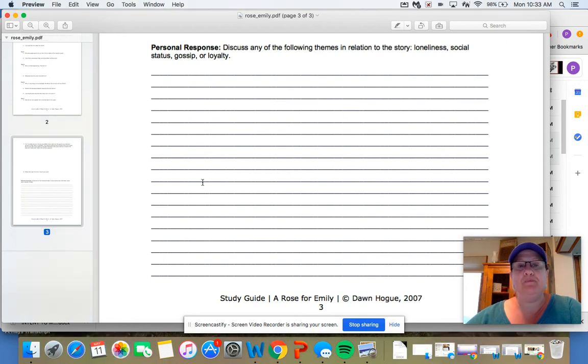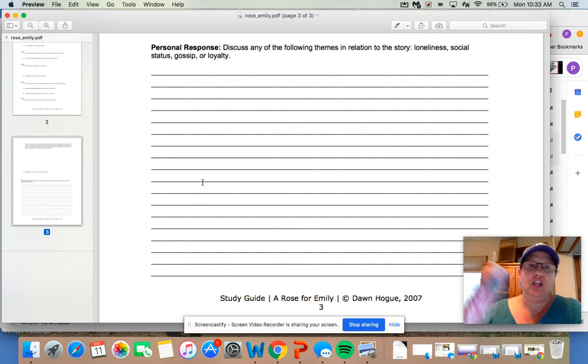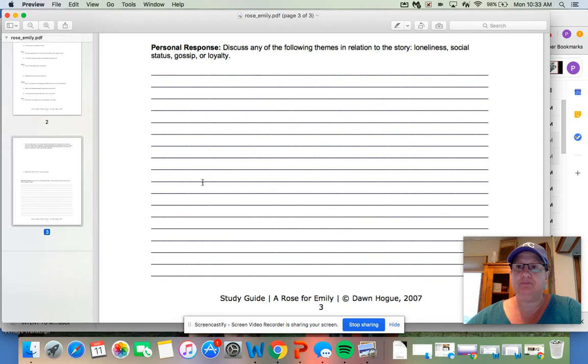All righty? If you have any questions, let me know. You know how to get a hold of me. You can either write it on a piece of paper, take a picture of it, and attach it. You can throw this into Google Docs. It's whatever's going to be easiest for you. All right? Let me know if you have any questions.